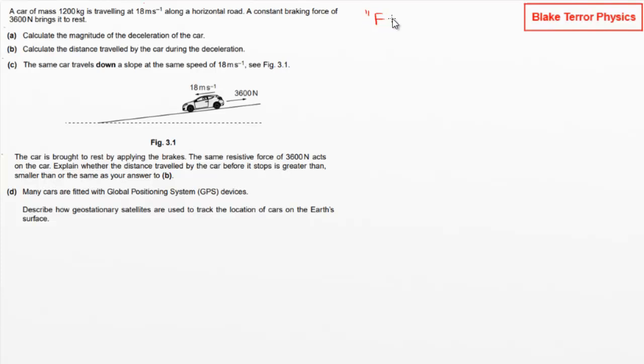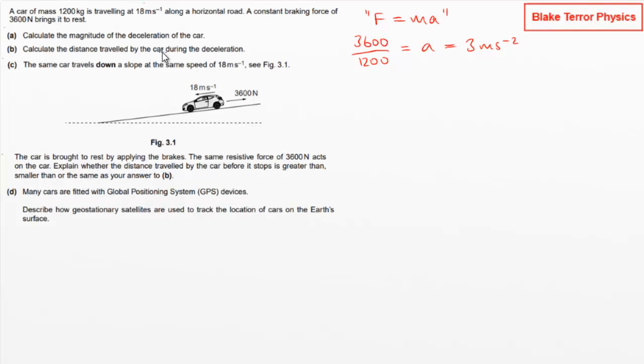Okay, so we're going to do F equals ma. We've got F is 3600. Divide that by the mass, 1200, gives us the acceleration, which is 3 meters per second squared. So the magnitude of the deceleration is 3.